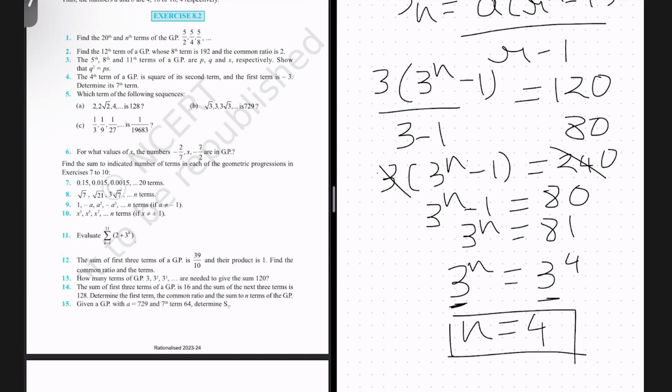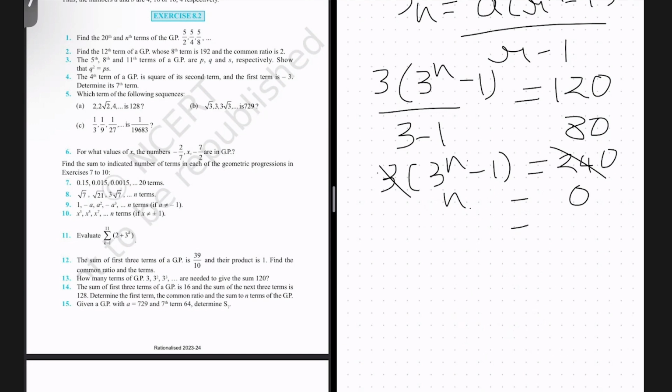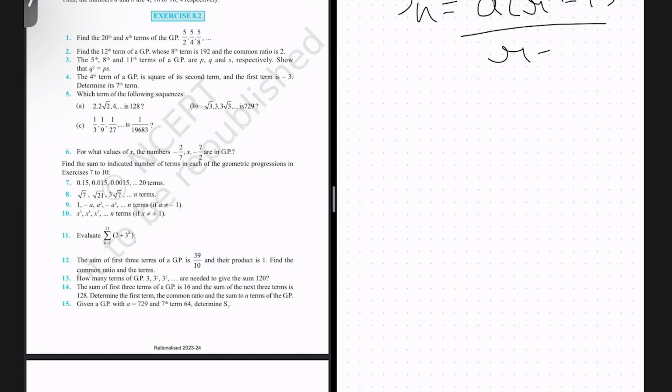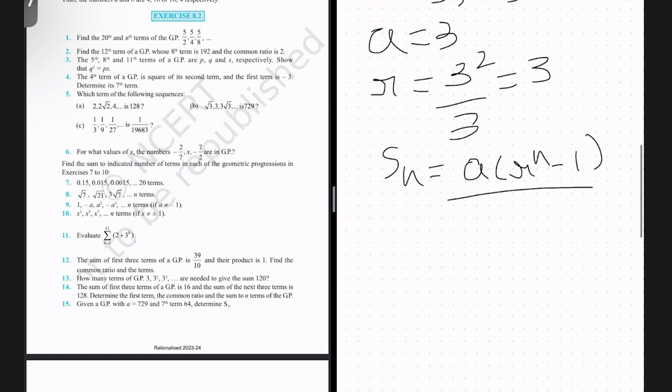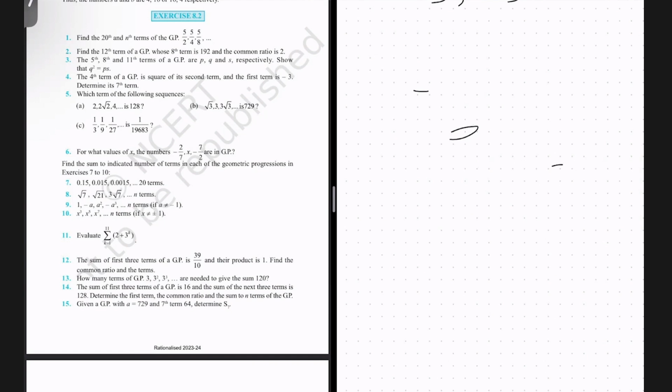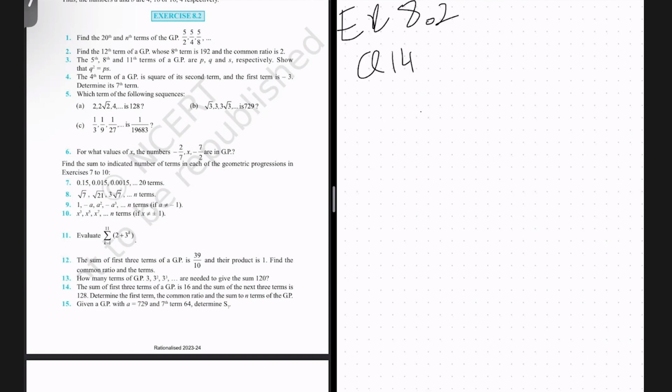Moving on to the 14th question. Let us rub these things off and move on to the next question. In the 14th question, you have the sum of the first 3 terms of the GP is 16 and the sum of the next 3 terms is 128. Determine the first term, the common ratio, and the sum to n terms of the GP.